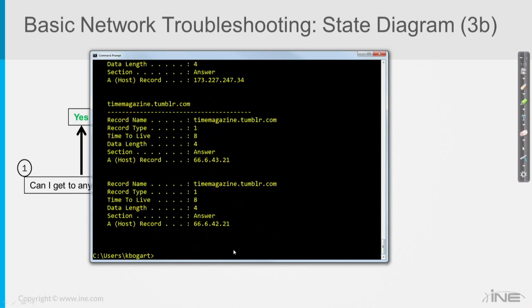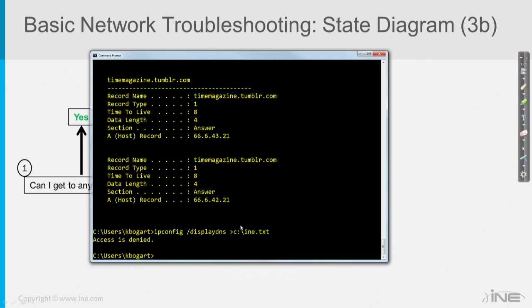Well, another thing you can do, use the same command, but now I can take the output, instead of putting the output here in my DOS window, I can output it to a text file that I can open up and read separately. So I would do the same command, and then I would use the greater than symbol, C:\. So I'm saying, take the output of displaydns and instead send it to my C drive. I'll give it the name of, let's say, ine.txt. Access is denied. Why am I getting this? Because this is one of those commands you have to do from the administrator level.